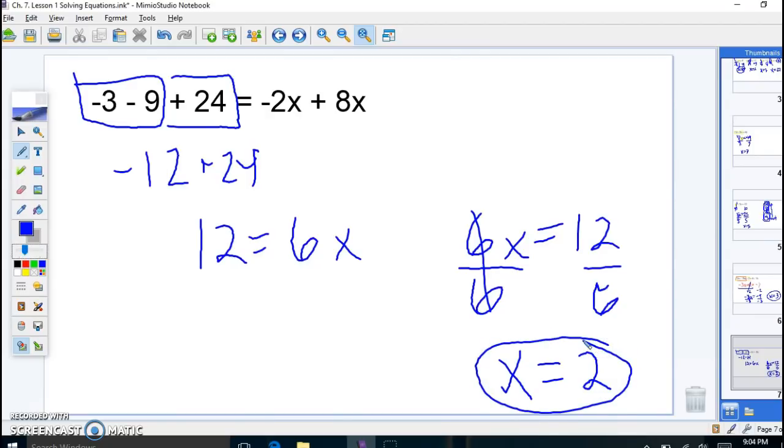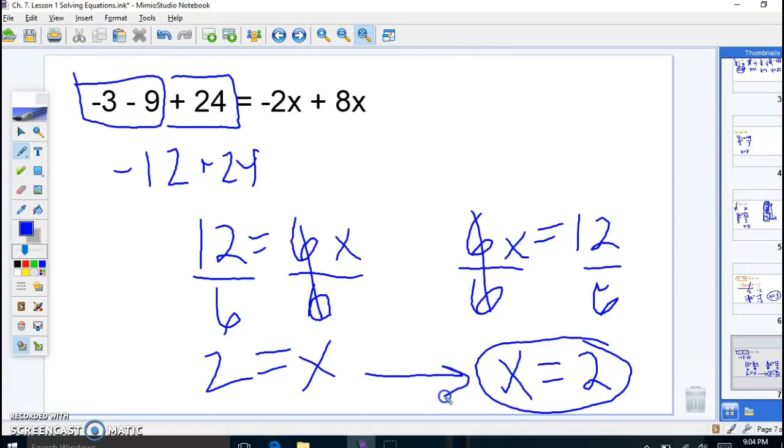Now, if I would have solved it the way that it was originally set up, I'm still going to divide both sides by 6. This cancels. I drop down the x, but 12 divided by 6 is still 2. But when we read it, we don't read it as 2 equals 6. We read it as x equals 2.